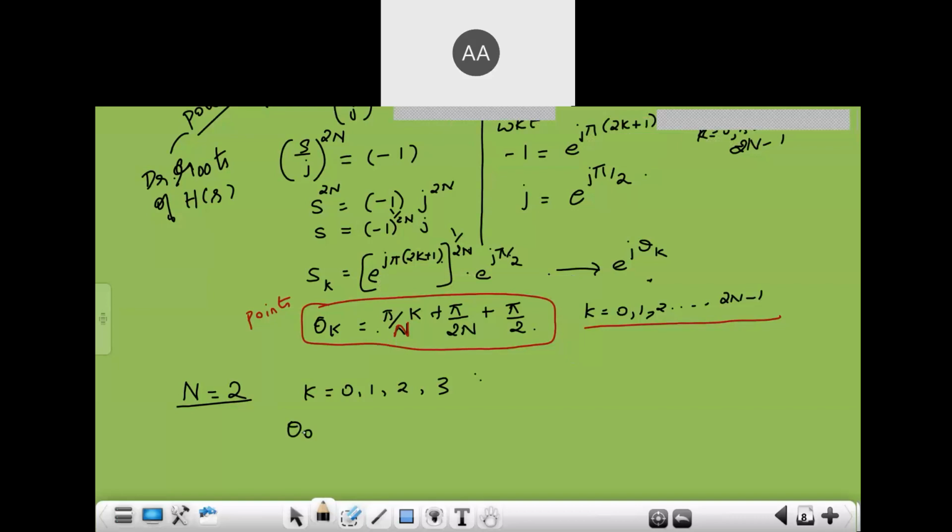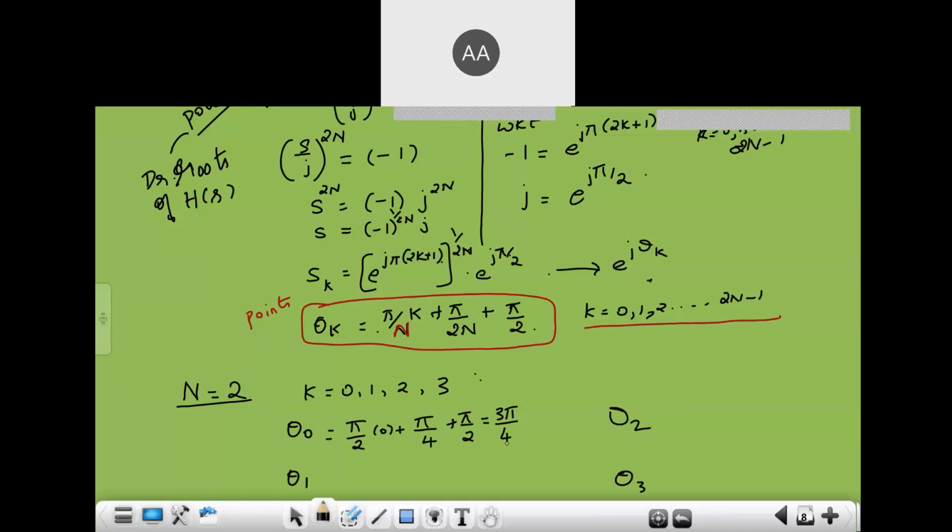Theta naught, k equal to 0. What is the value you will get? You will get theta 1, theta 2, theta 3. So theta naught means what? It is pi by 2 into 0 plus pi by 4, n is equal to 2, right? You keep it in pi value only. Pi by 4 plus pi by 2 is 3 pi by 4.